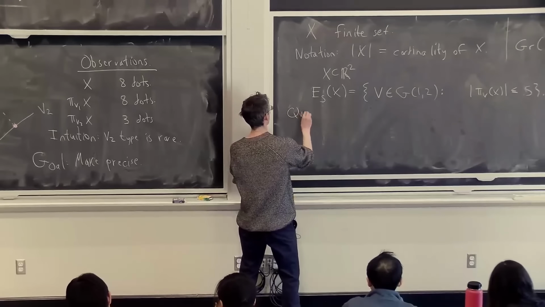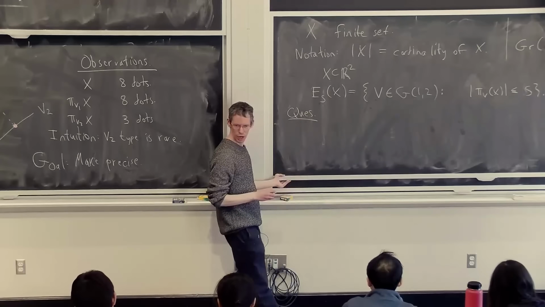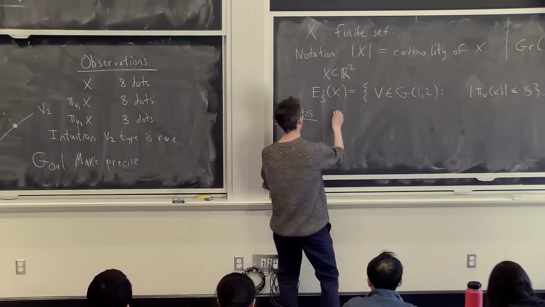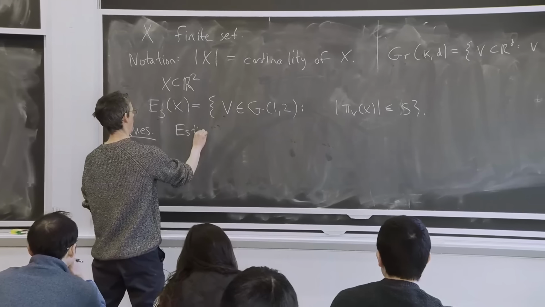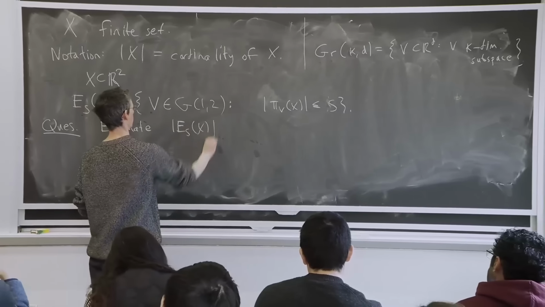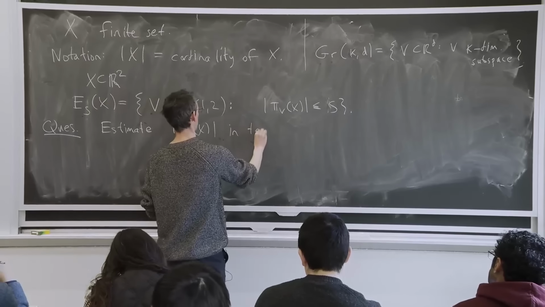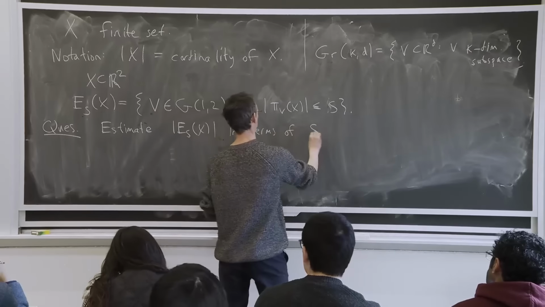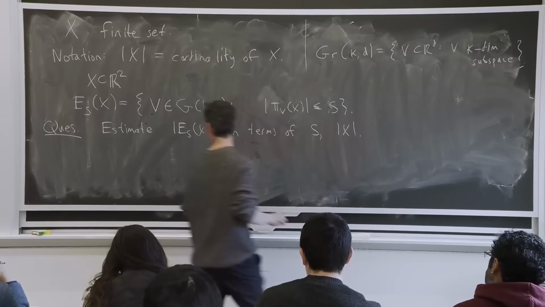So the first question, if you like, of projection theory would be to estimate how many of these directions there are, the size of E sub S of X, in terms of S and the size of X.